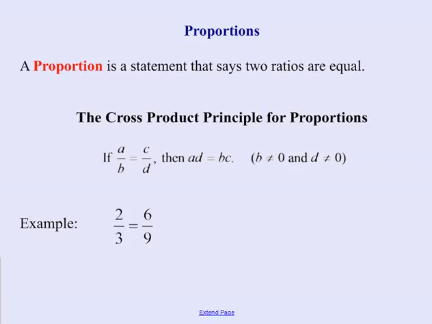Let's look at an example here. When we take these two ratios, 2/3 and 6/9, set them equal to each other to form the proportion, and we cross multiply, we see that we get 2 times 9 and 3 times 6. Now, according to the cross product principle, these need to equal each other, and as you can see, 2 times 9 is 18, and 3 times 6 is 18.